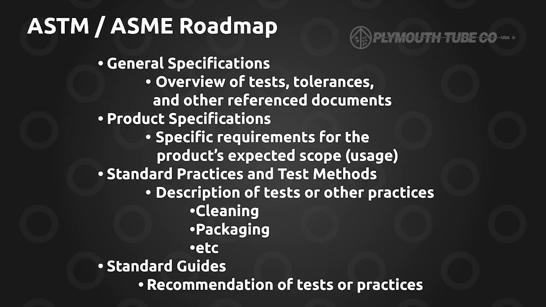ASTM specifications for tubular products usually reference general specifications, which contain requirements that are commonly used in a number of product specifications. The reason this is done is simply to minimize the amount of redundant information published across specifications, as the information in one general specification may be relevant to several product specifications.